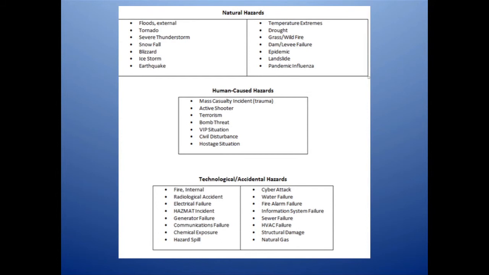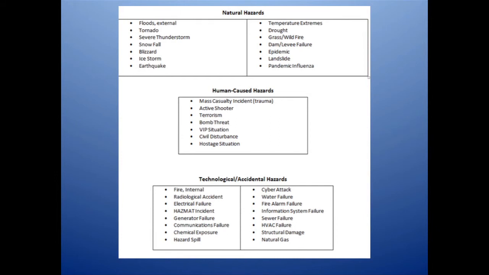The human cause, another type of disaster that we classified these under, are called human cause hazards. We talked about this a little bit at the beginning of the class, or the beginning week of the class, and they include anything from mass casualty, active shooters, terrorism acts, bomb threats, etc.